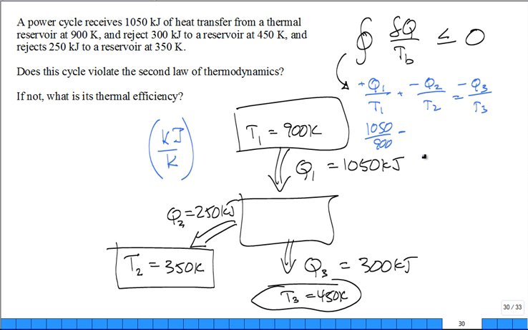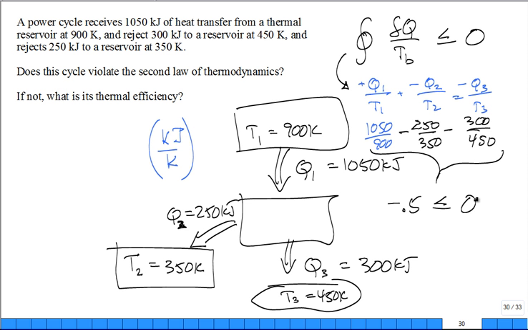Minus, because it's a transfer out, 250 divided by 350, minus 300 divided by 450. So I just have to compute that, and can somebody run that for me and tell me what that equals? Negative 0.5. Okay. Is that less than or equal to 0? It's okay. So it does not violate. If not, what is the thermal efficiency?